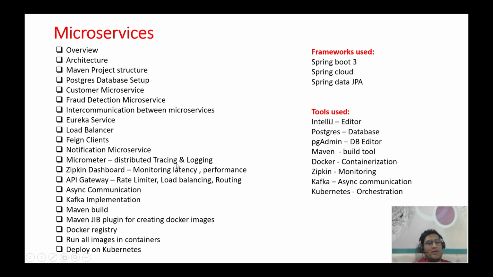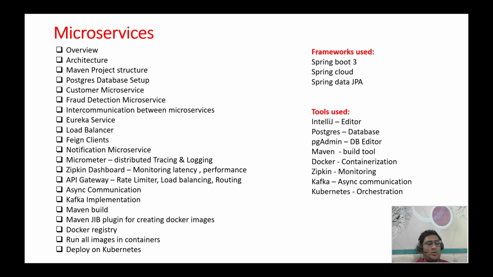Then we'll implement distributed tracing and logging for our microservices-based architecture. That will be handled through Micrometer in Spring Boot 3. Then we'll create a Zipkin dashboard. So Zipkin will be handling the monitoring part of our application, which will be able to identify latency and performance issues in our microservices architecture. Then we'll develop the API gateway service, which will be handling the external communication.